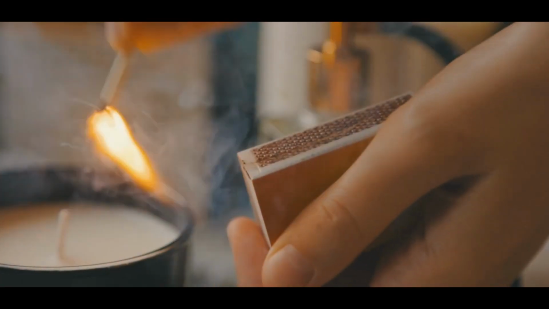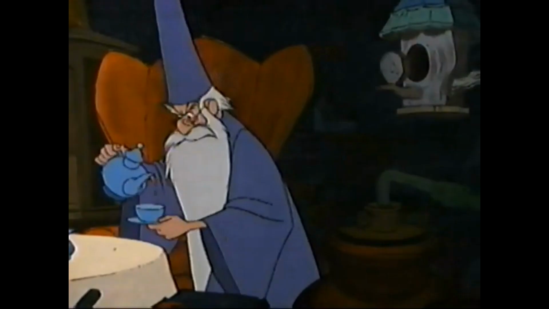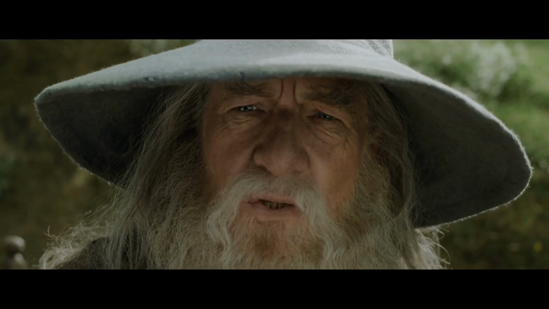Put down the matches. Step 1. Identify an archetype for your secondary character. And what I mean is, write your crappy first draft, then do what you do best and stereotype your characters.